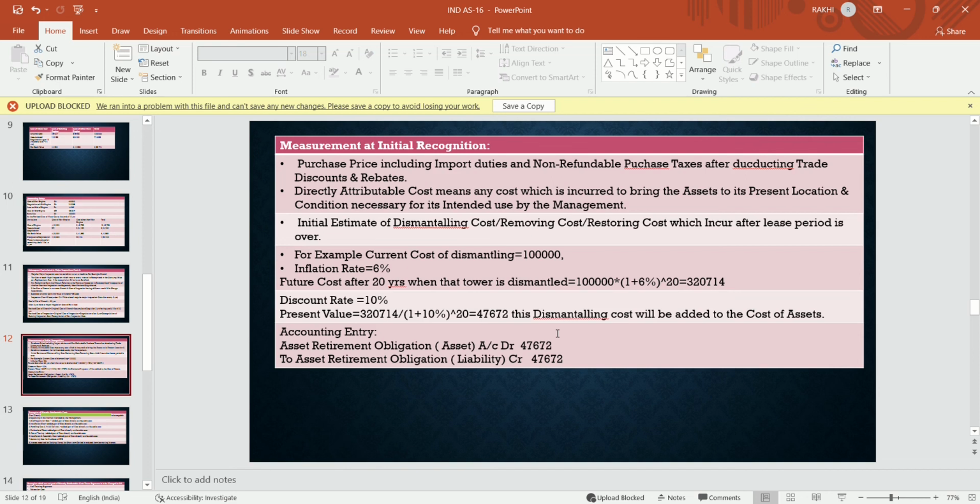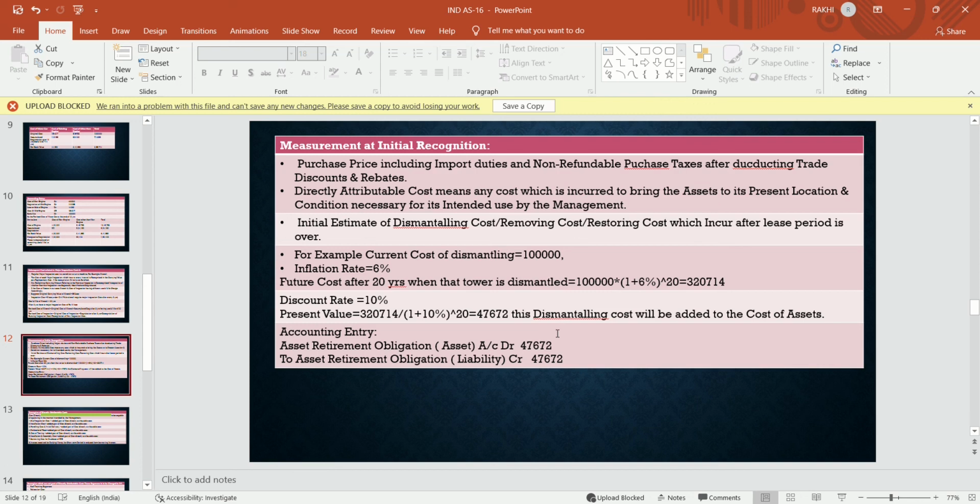So this dismantling cost we will explain via example. Suppose the cost of dismantling is 1 lakh. Today, if we dismantle today, that cost will be 1 lakh. After 20 years, what the cost will be we don't know. So we will use the inflation rate to determine the cost after 20 years. So the future cost after 20 years, when the tower is dismantled, we will use the 6% rate, that is the inflation rate.